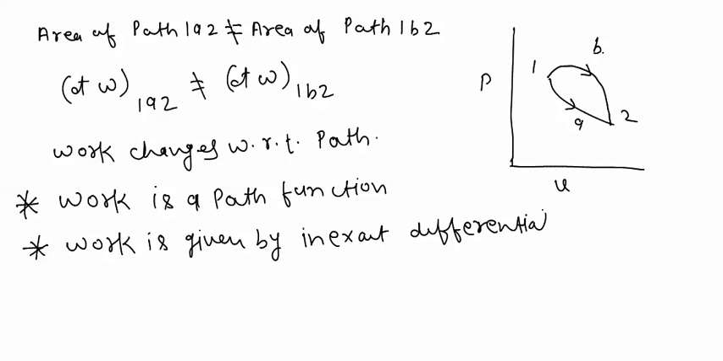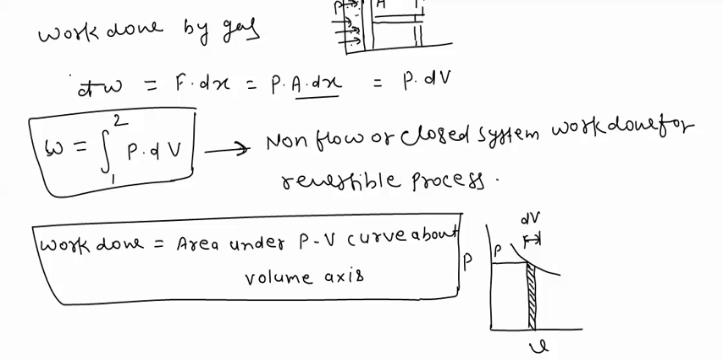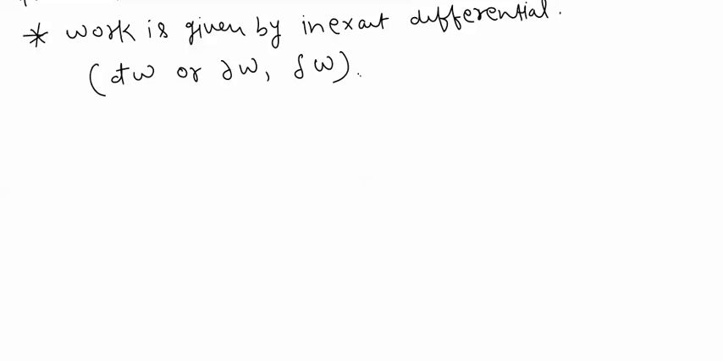So it is always written as either del W or delta W. In the studies where we write dW, we will write del W. Inexact differential.